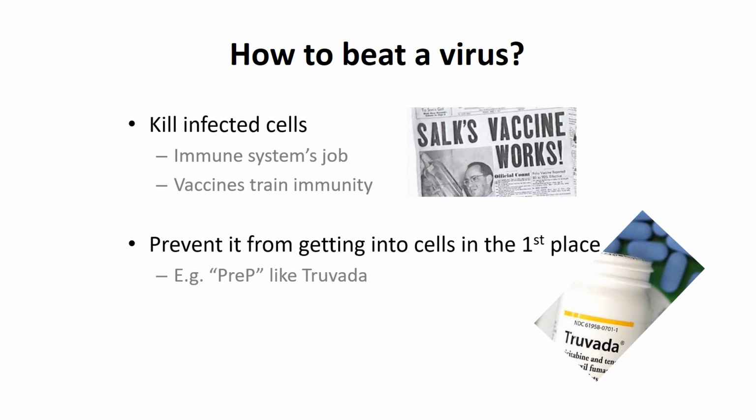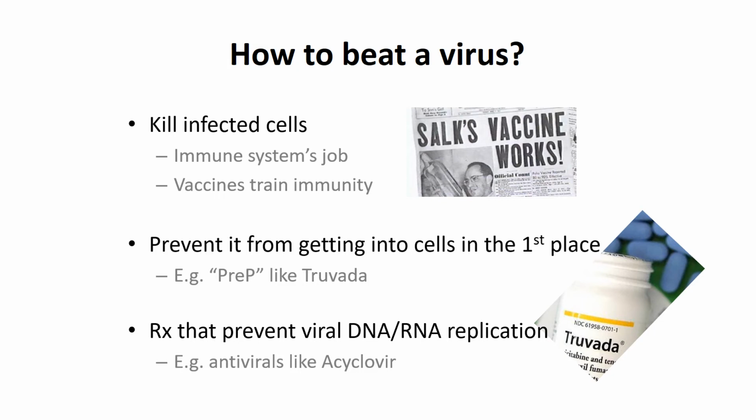Another way to beat a viral infection is to prevent it from getting into your cells in the first place. And there are pharmaceuticals like Truvada, if you've heard of PrEP, that act like a condom for your cells that prevent viruses from getting in. And PrEP is really effective at preventing HIV virus from being able to dock with host cells. Therefore, a person could be exposed to HIV, but if they were taking PrEP, the HIV would not be able to infect their cells. So despite exposure, you would not become HIV positive if things are working correctly.